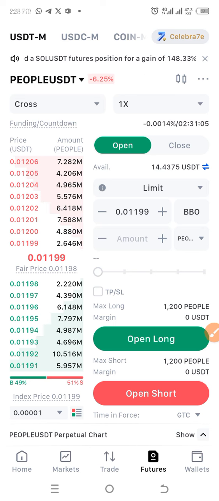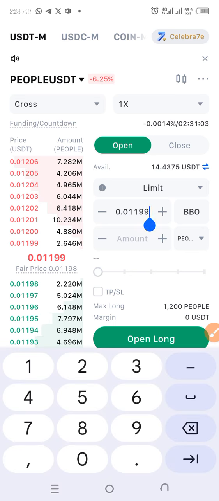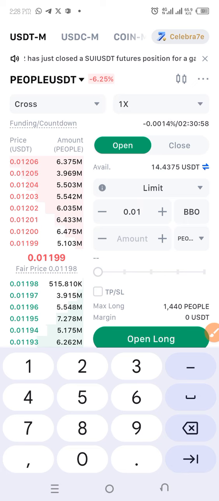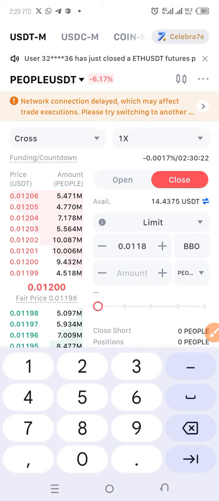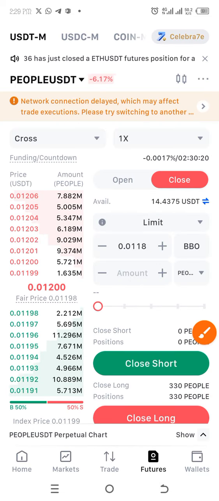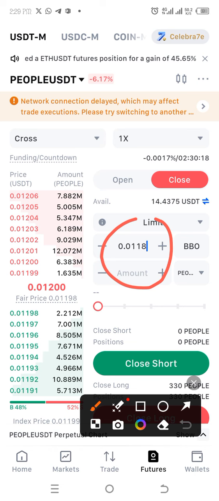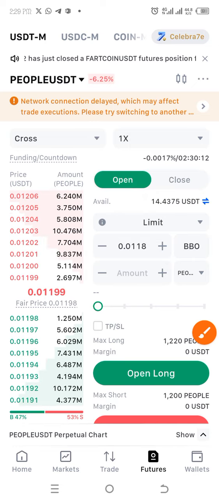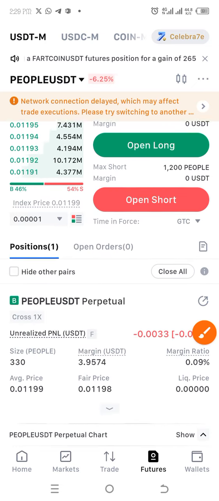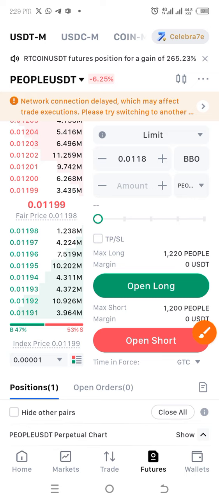I will now say, okay, once it's reached this, maybe let me take it down again. Let me check again. Now let's assume I say if the market comes here, this place here, it should take me. All I need to do is to change this from close to open. Once I open it, I will now press this long.